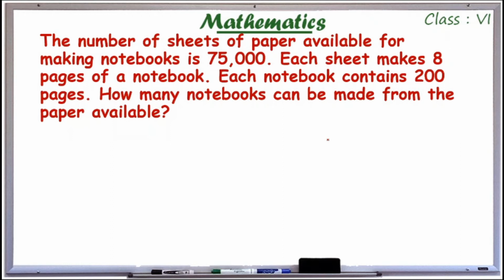The number of sheets of paper available for making notebooks. So we have 75,000 sheets, and from one sheet we can make 8 pages of notebook. So from one sheet we can make 8 pages. For a notebook we have 200 pages. Therefore, how many notebooks can we make? That is the question.